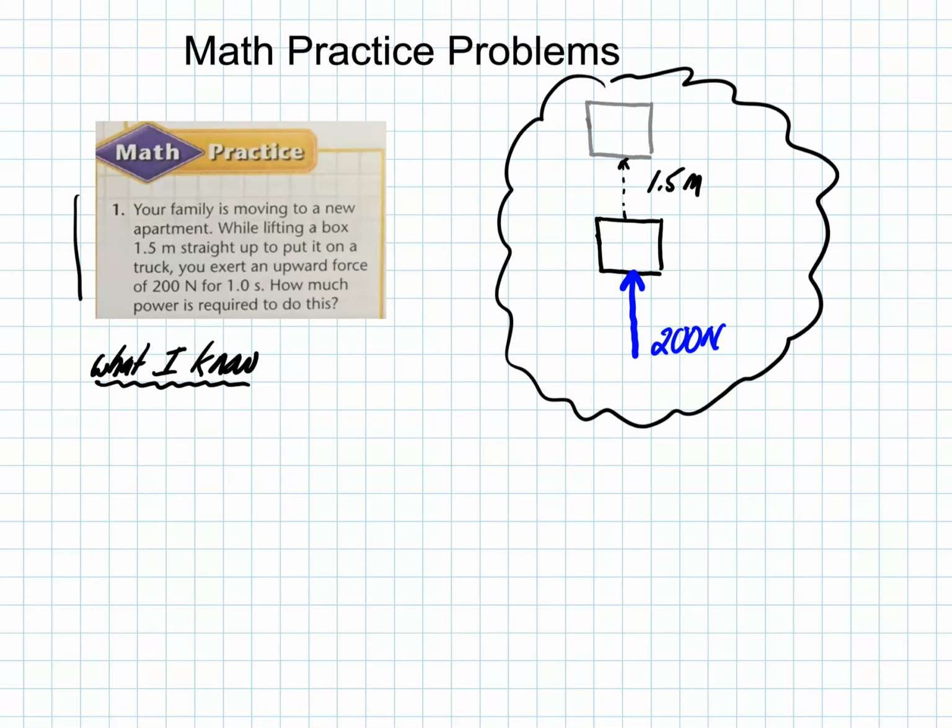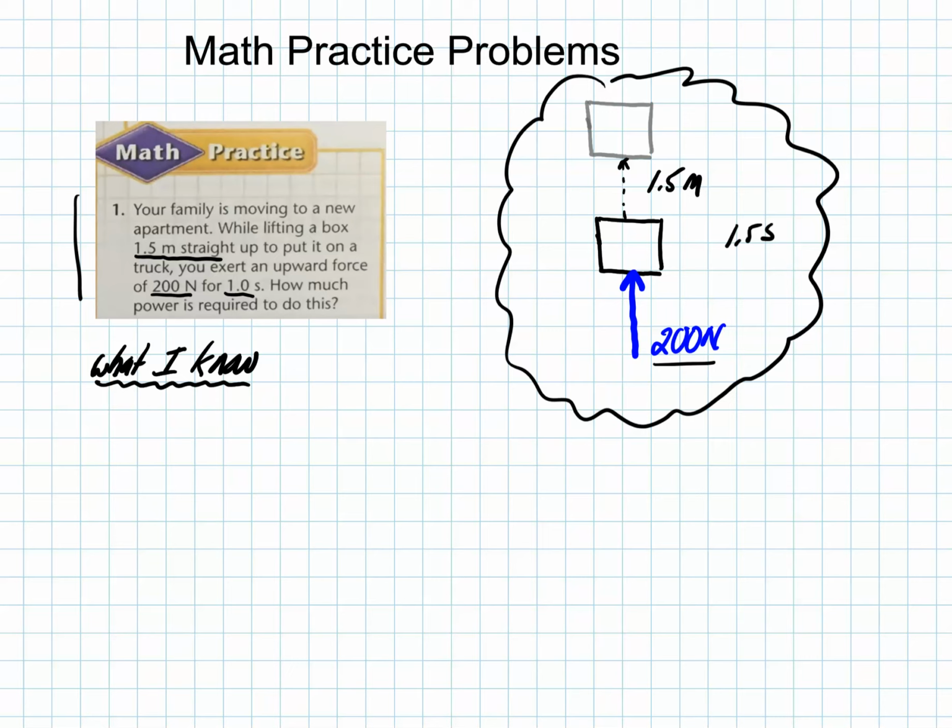Okay, so we're told that we have a box and that we're going to take it 1.5 meters straight up in the air, and we're going to exert 200 newtons of force to do that, and we're going to do that for 1.5 seconds. So 1.5 seconds.